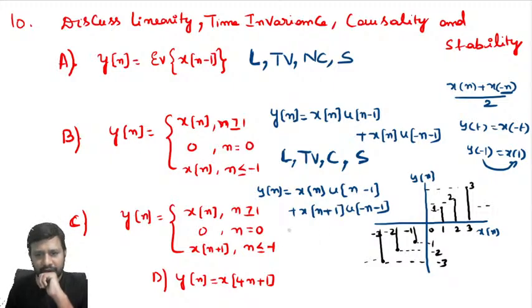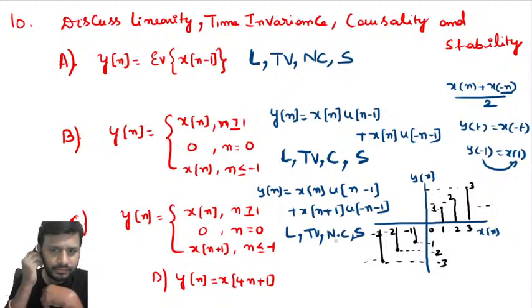So this will be linear, you can verify, and this will be time variant, and this will be non-causal because y of n is x of n plus 1 for negative values. So it will be non-causal and it is stable. Linear, time variant, non-causal and stable.